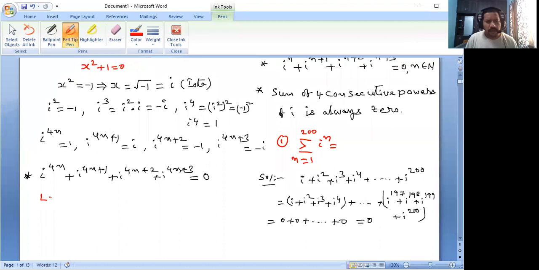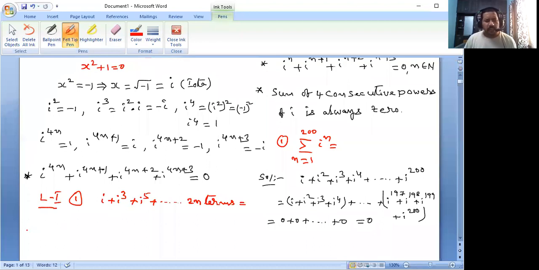Level 1, first question. In our material, level 1, first question. The value of i plus i cube plus i power 5 plus and so on, 2n terms, is equal to. This is the question.